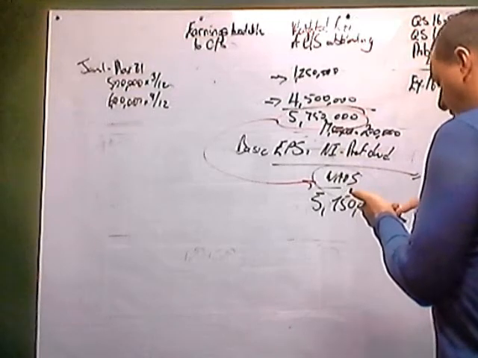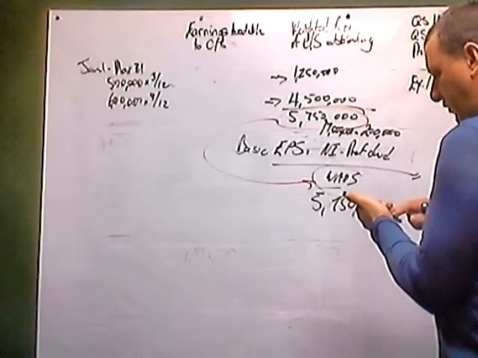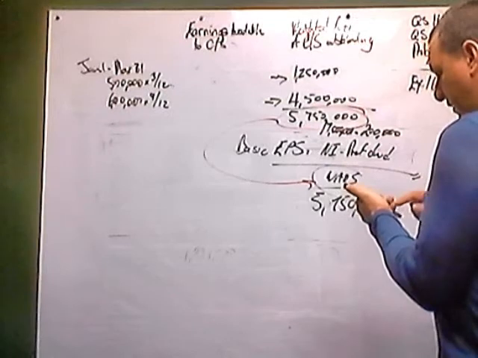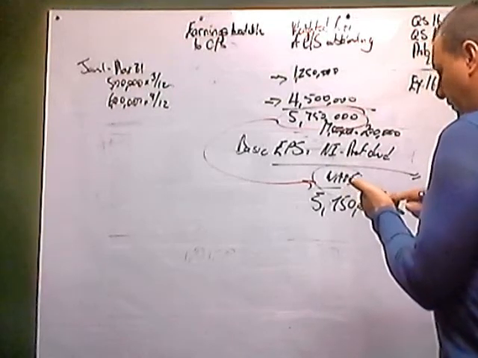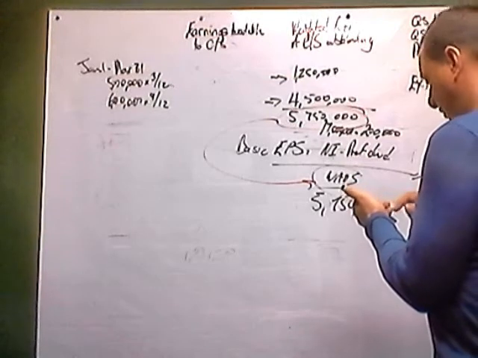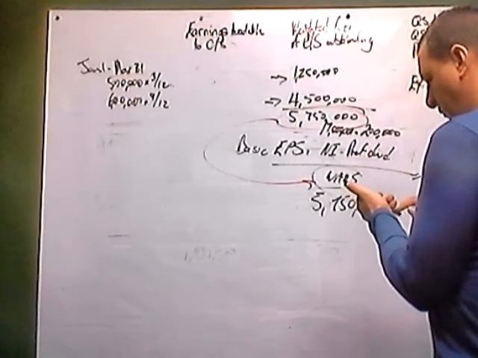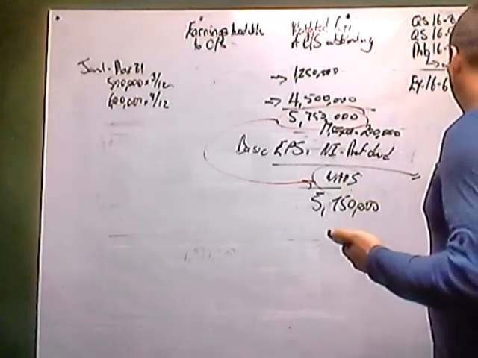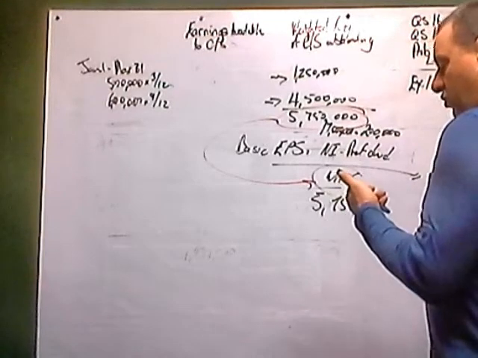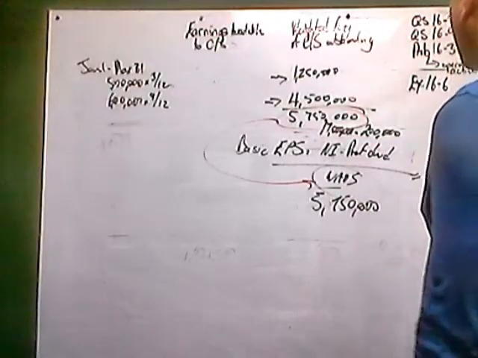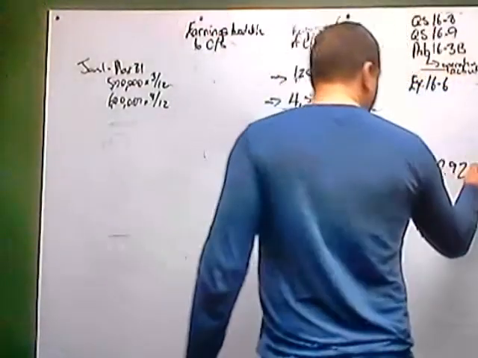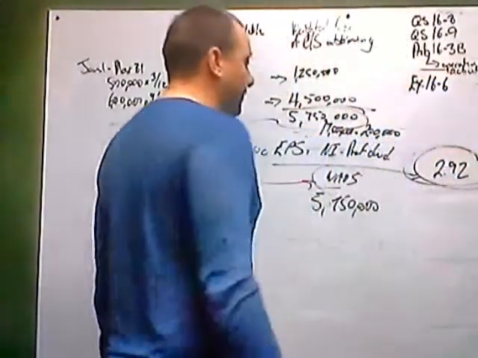I don't know why that didn't equal. Okay, so we'll start over. 17 million minus 200,000, divided by 5,750,000. You get an EPS of 2.92. All right, so let's just remember how we got that 2.92.